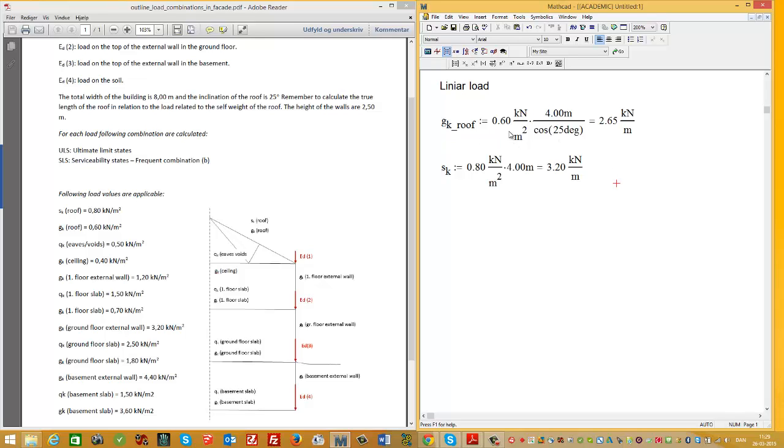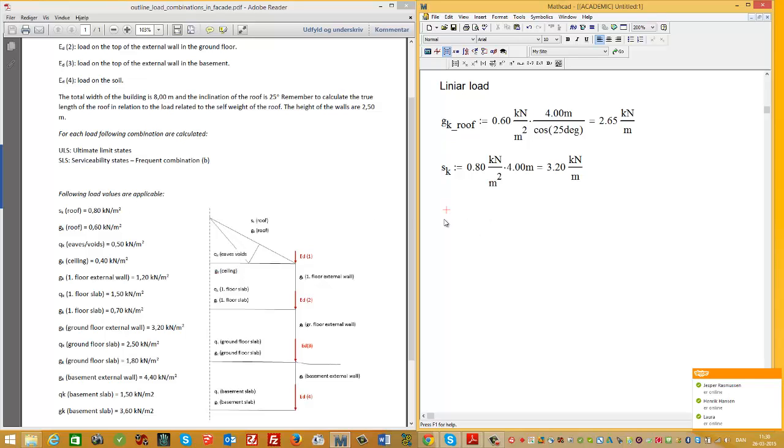So I can conclude from the roof I have 265 kilogram per meter, or 2.65 kilonewton per meter. And from the snow load, I have 320 kilogram per meter, or 3.2 kilonewton per meter. And then it's just to continue.